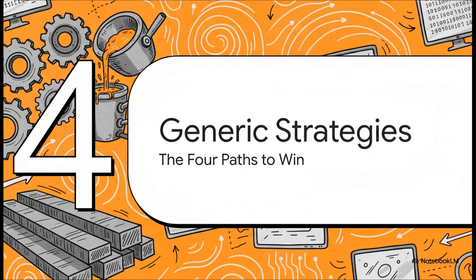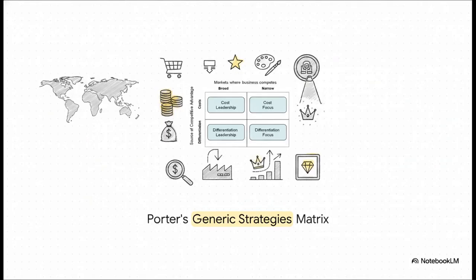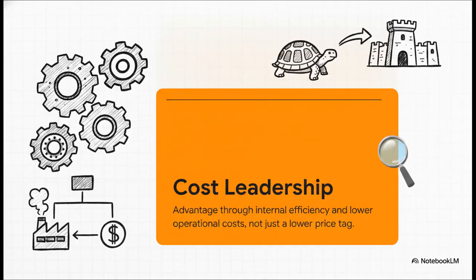Let's look at part 4, the 4 generic strategies, the 4 paths to win. To actually achieve that distinct difference, literally any business can deploy one of 4 core strategies. You really just have to make 2 simple choices. On the vertical axis, you decide if your advantage comes from having the absolute lowest costs or from offering totally unique value. And horizontally, you decide if you're targeting a massive, broad market or a narrow, highly specific niche. The intersection of those choices gives us our 4 distinct paths. Let's break these down, right?